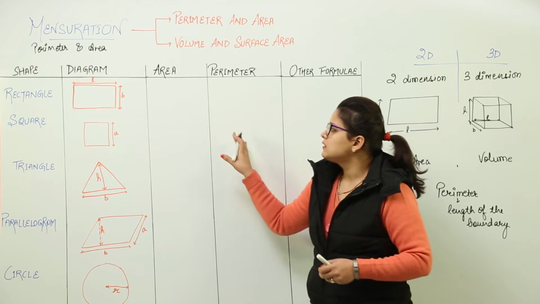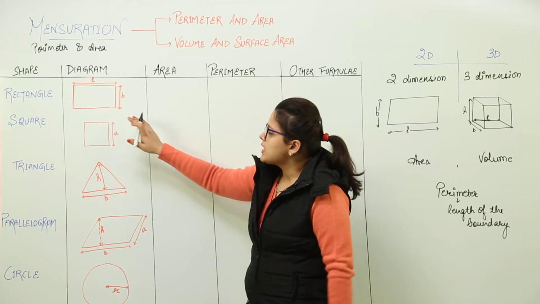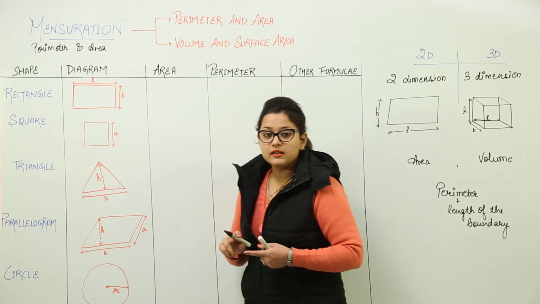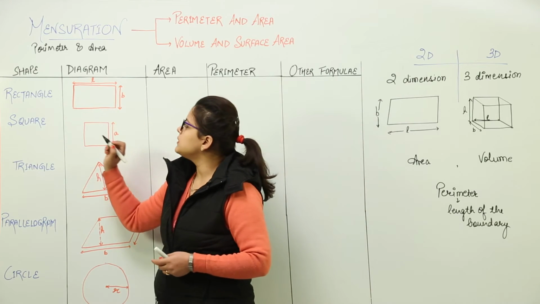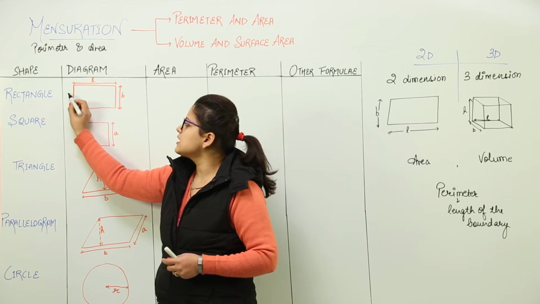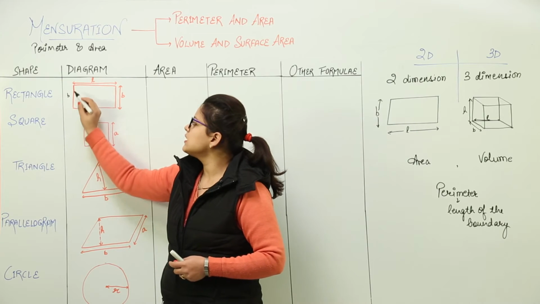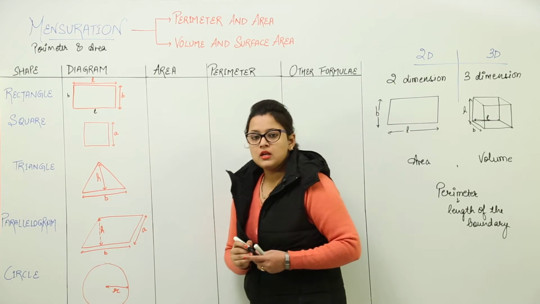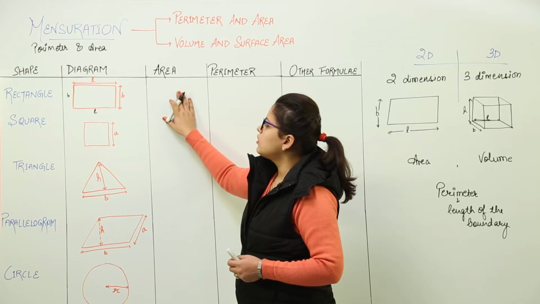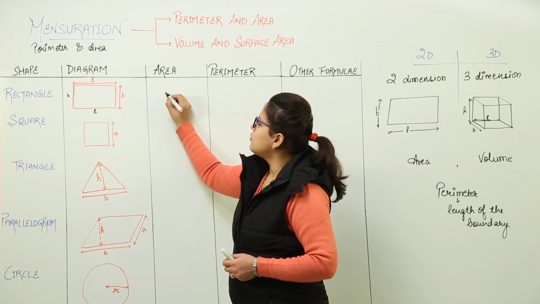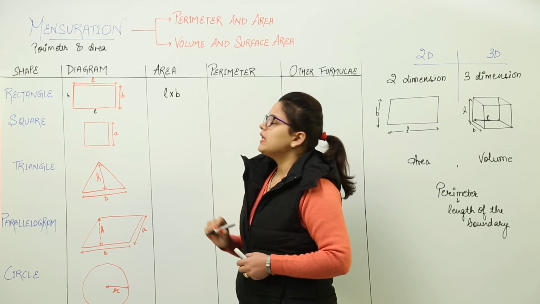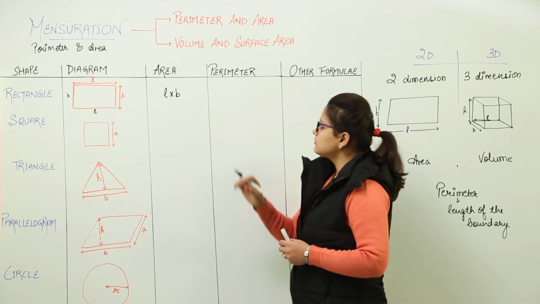So let us start with the rectangle. As we can see, a rectangle is a two-dimensional shape. It has a length and a breadth, and we are also familiar that its opposite sides are equal. So even this side is B and this side is also equal to L. Now what is the formula for the area of the rectangle? We are all familiar, but still I want you to revise it. It is length into breadth.